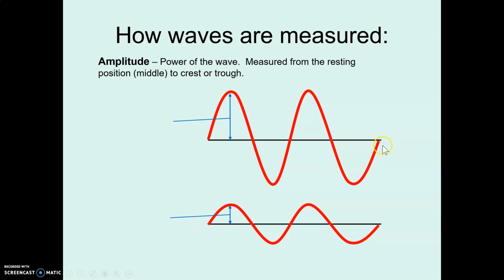Okay. So on this first example here, we have a high amplitude that is measured. It's a very long distance from that midline to the top of that crest. Whereas in this example down here, we have a low amplitude, okay? We have a very short distance from our midline to our crest here, okay? Now, usually higher amplitude waves mean that there's going to be a higher amount of energy associated with that wave, whereas the lower amplitude, there's going to be a lower amount of energy associated with it.